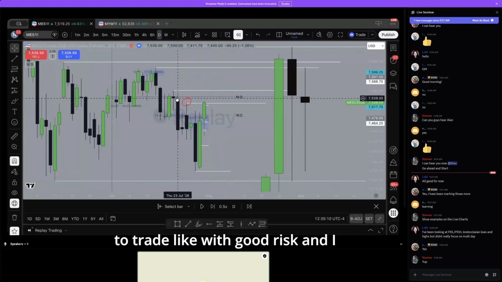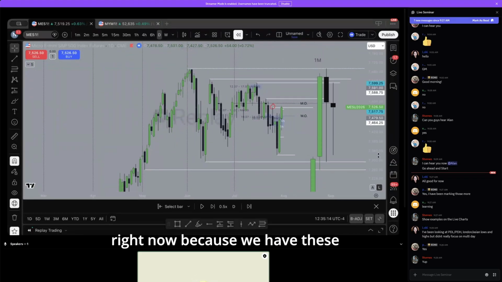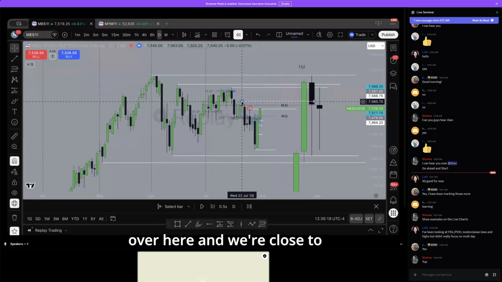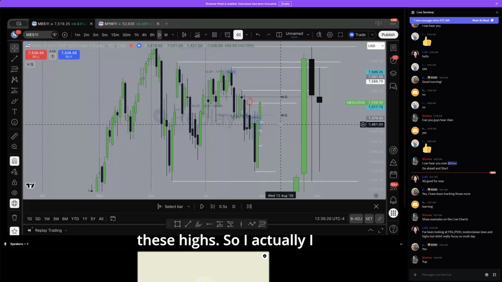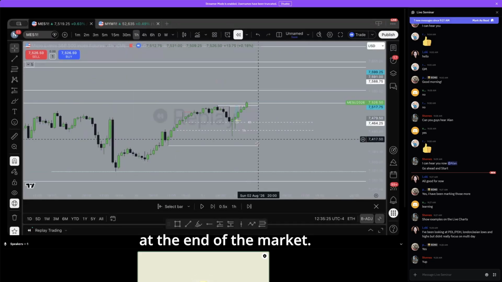With good risk. And honestly, look, you see these swing highs. On the daily, I'm really bullish right now because we have these daily stacked highs. This is all-time highs over here, and we're close to these highs. So I think we did reject a little bit at the end of market.